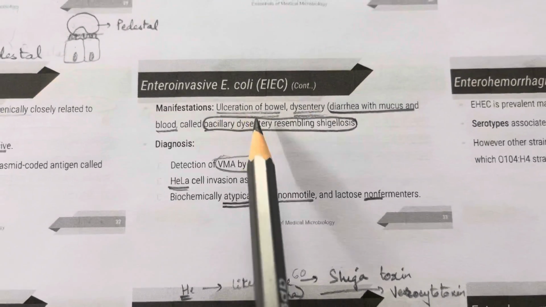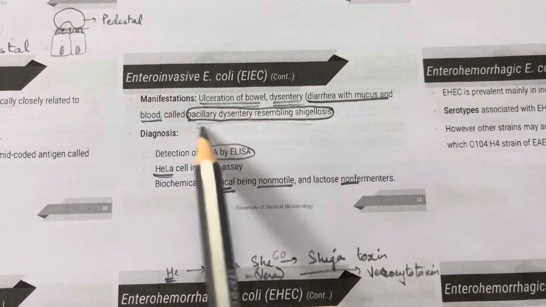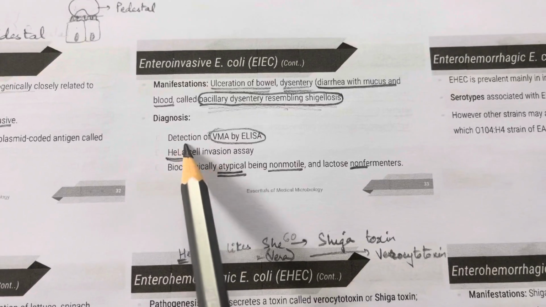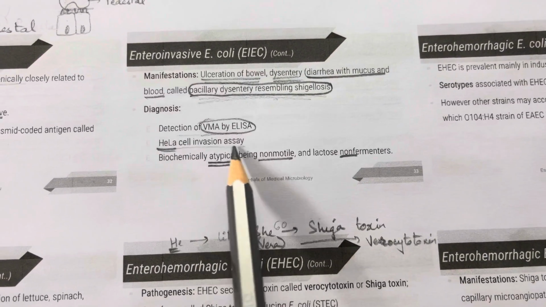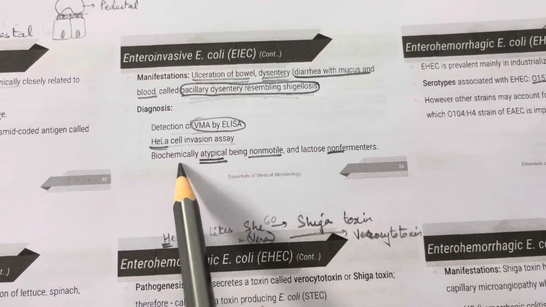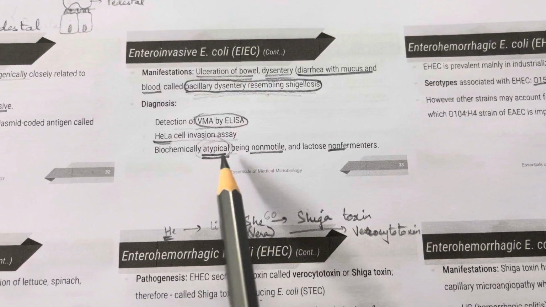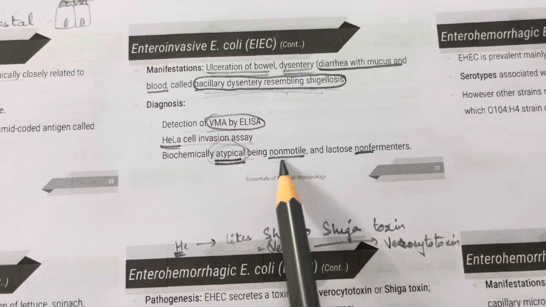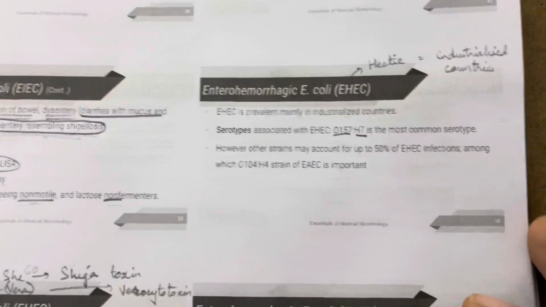Next, manifestations, you can see bacillary dysentery resembling shigellosis. Okay, diarrhea with mucus and blood. So diagnosis, again detection of VMA by ELISA, HeLa cell line invasion assay, and biochemically atypical. Okay, it resembles Shigella. Okay, so it is atypical as per E. coli, so it is non-motile and lactose non-fermenting.